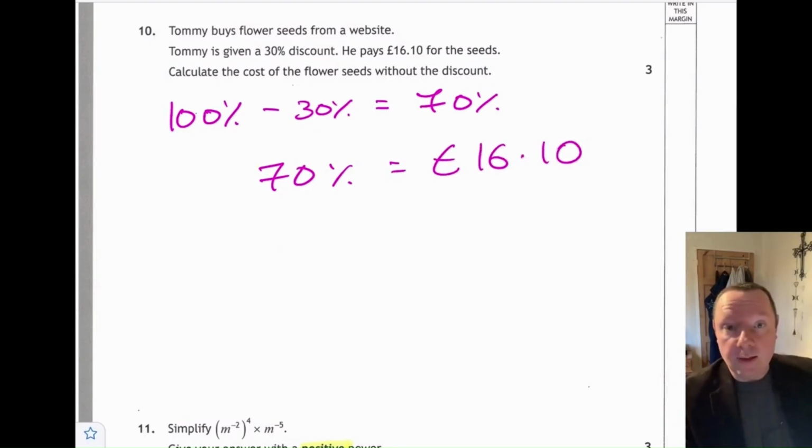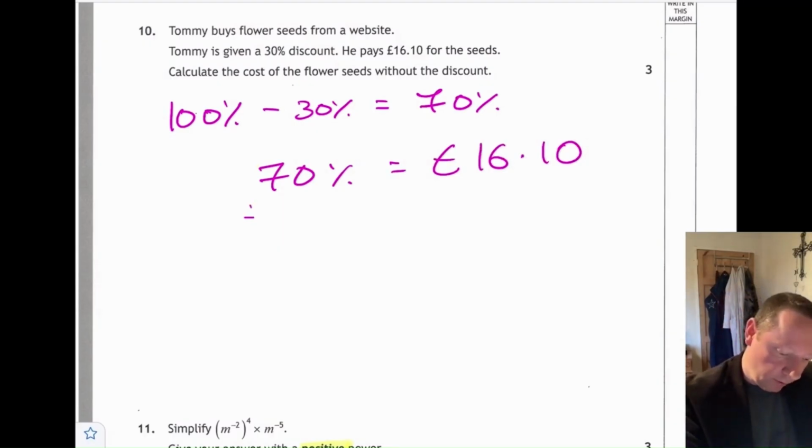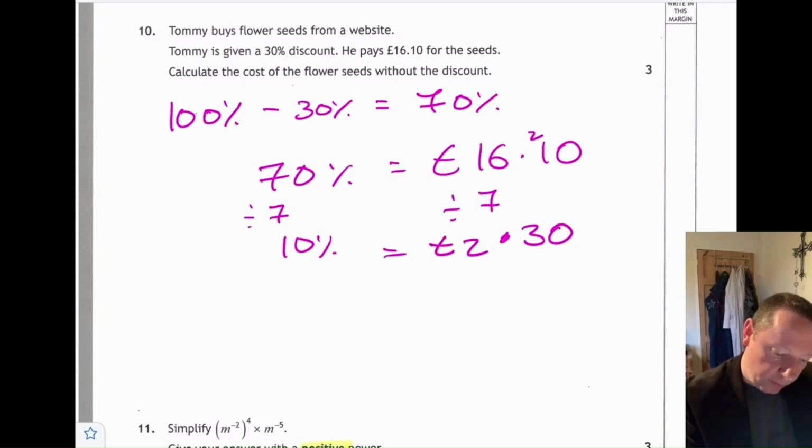We could go down to 10% and back up to 100%, hopefully. So let's just go down to 10%, divide by 7 to give me 10%. So that gives me 7 2s are 14, 2 left over, 7 3s are 21, and 0, £2.30 for 10%. So 100% must be £23.